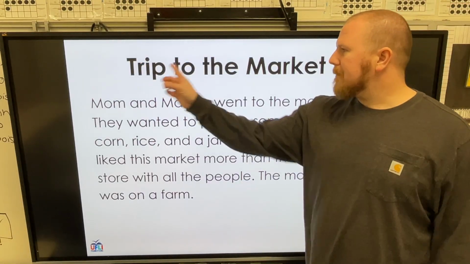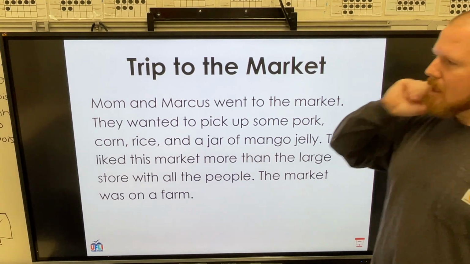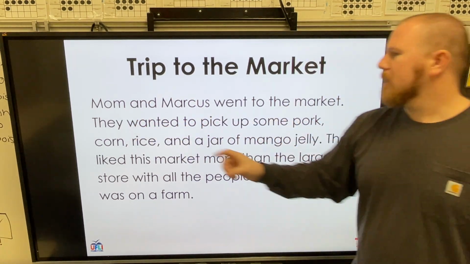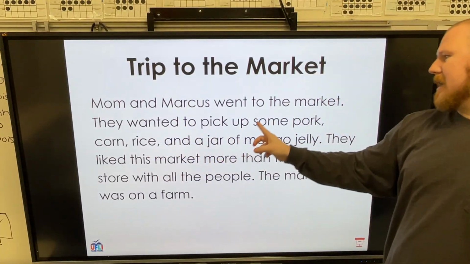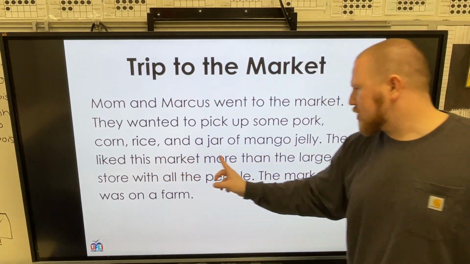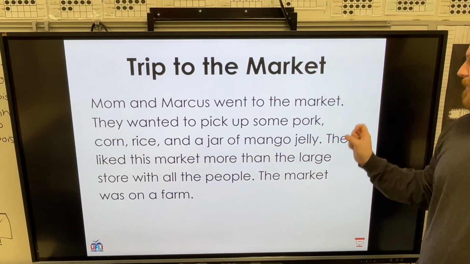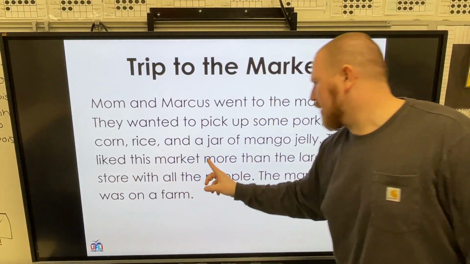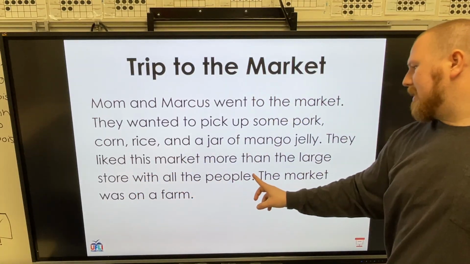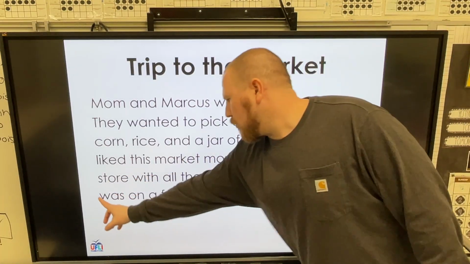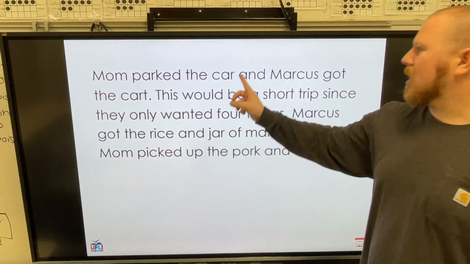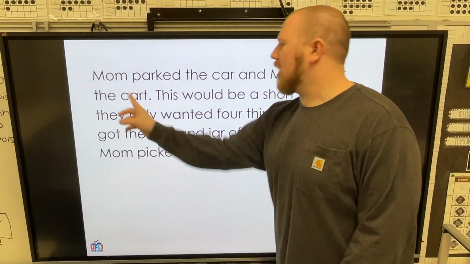So, trip to the market. Mom and Marcus went to the market. They wanted to pick up some pork, corn, rice, and a jar of mango jelly. They liked this market more than the large store with all the people. The market was on a farm.